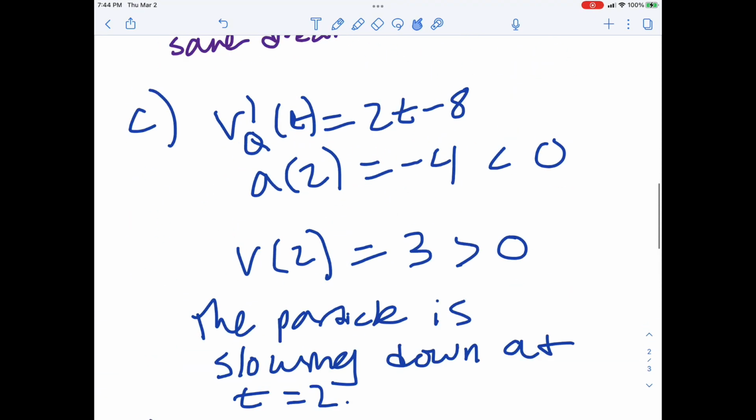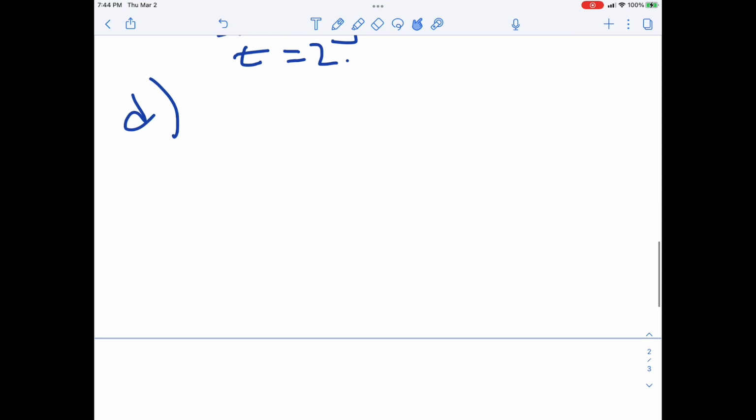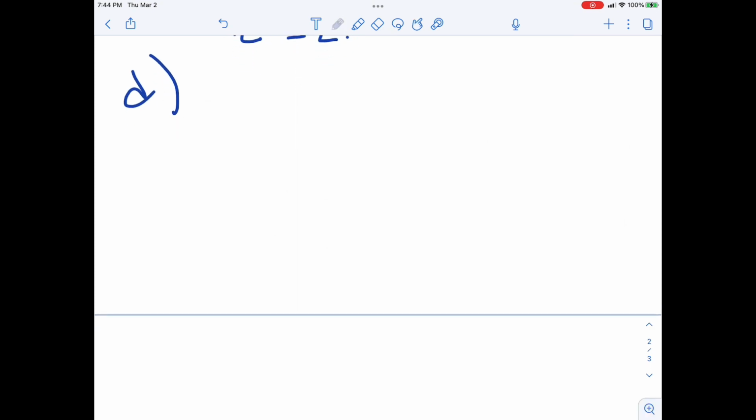Okay, so now for part D. Part D asks, find the position of particle q the first time it changes direction. We know something changes direction when its velocity changes sign. So if we go back up and look at the sign chart we made for particle q, we can see that the first time it changes sign is at t = 3. So I'm going to use this in part D.